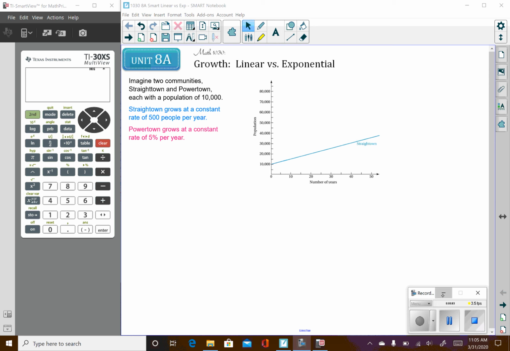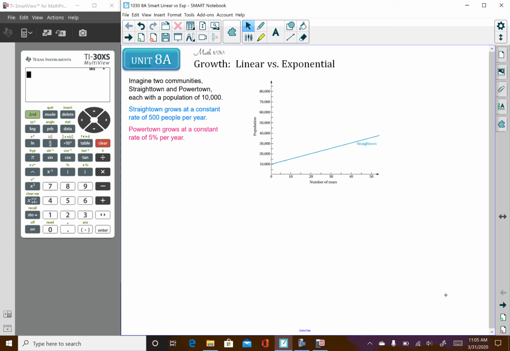Hey Math 1030, this video is for our first lesson in Unit 8. It's called Growth Linear versus Exponential. So we're going to first start focusing on thinking about linear things and exponential things and look at a couple of different examples of that. And then we're going to shift our focus into exponential.